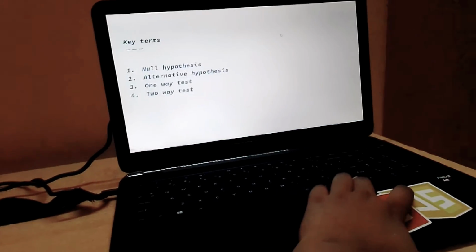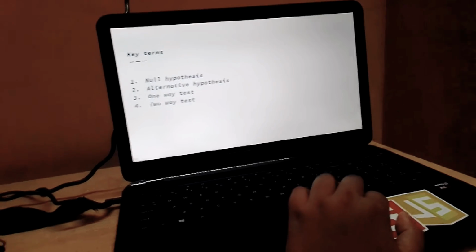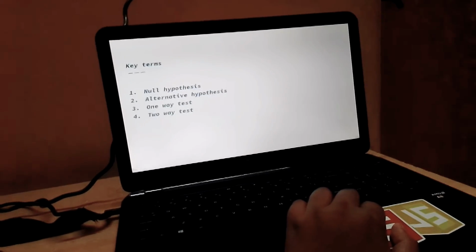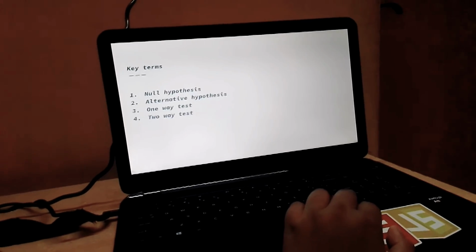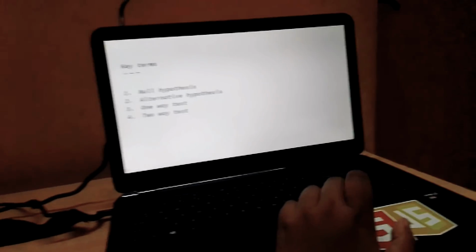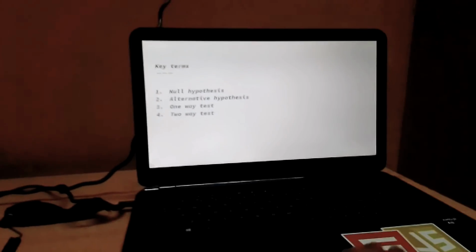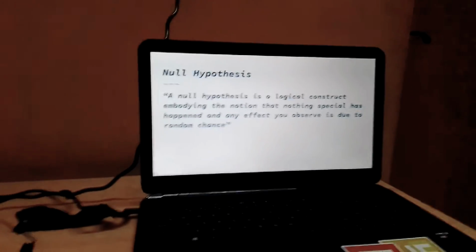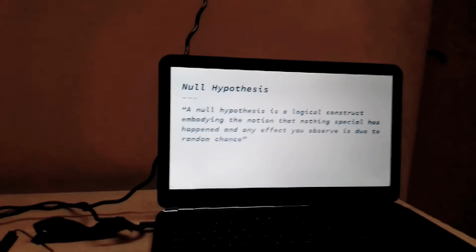So the key terms are: null hypothesis, the hypothesis that chance is to blame. Alternative hypothesis, the counterpoint to the null, what you hope to prove. One-way test, a hypothesis test that counts chance results in only one direction. Two-way test, a hypothesis test that counts chance results in two directions. Before going to the null hypothesis, I will tell you about misinterpreting randomness.